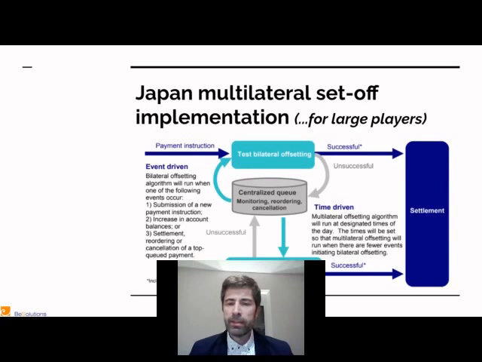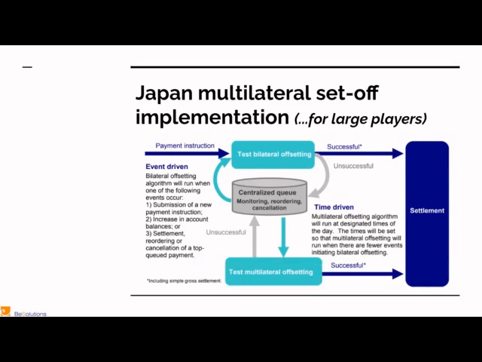And the central feature of this payment system is this centralized queue in the middle. So what happens? The payment instructions from companies, basically from banks, because the members of the system are mainly banks and some big companies. The payment instructions are coming in, and they do the test for bilateral offsetting with all the payment orders already in the queue. And if they can offset, they say, okay, it's successful. We clear the thing. If not, the payment remains in the queue. And then from time to time, they do the multilateral offsetting.